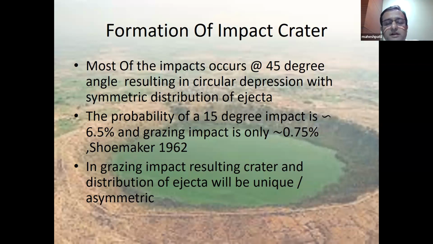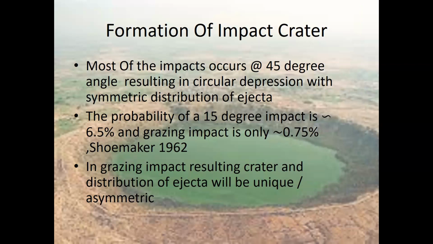Schumacher has written a detailed paper on this. It's a very complex calculation. Even this probability calculation they have done on various factors. There is one question in the chat: how can a 45-degree angle cause a circular crater instead of an elliptical one?